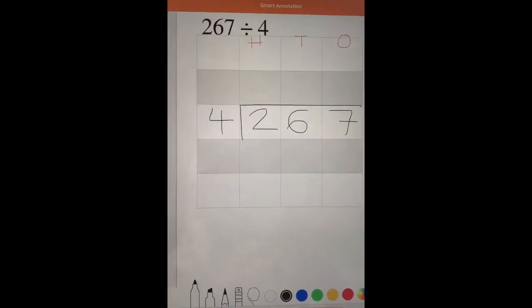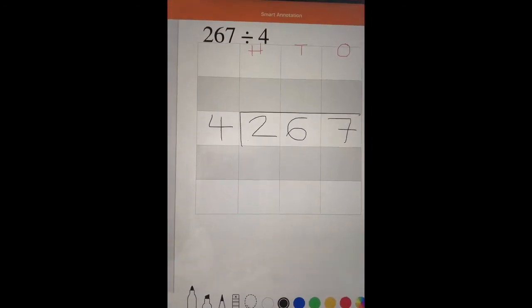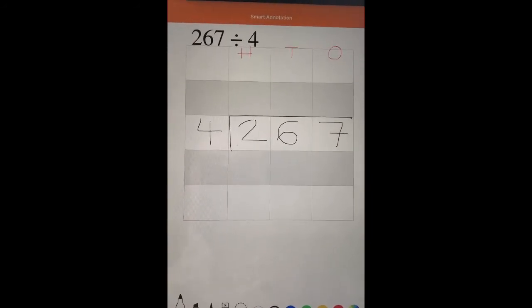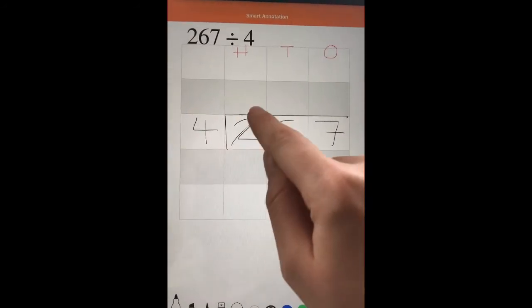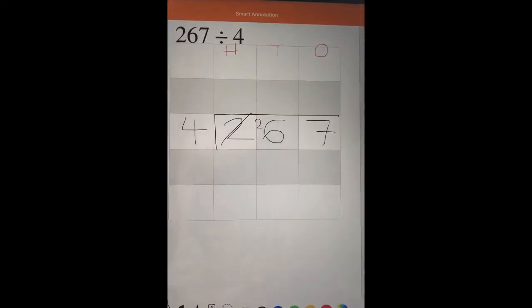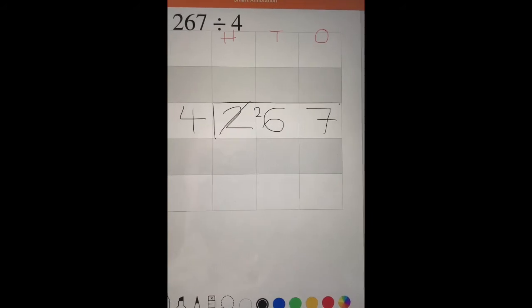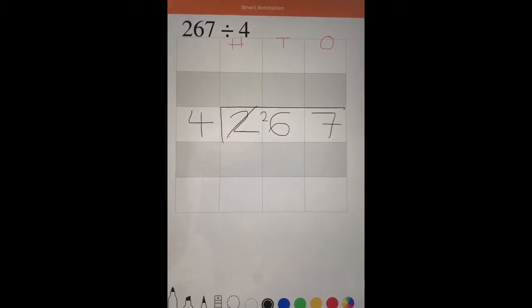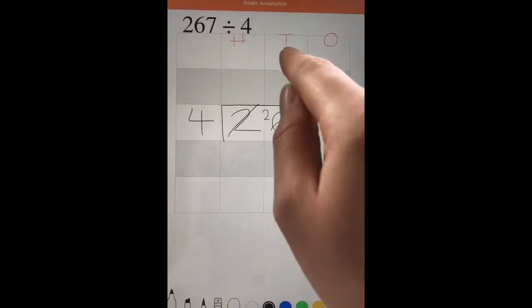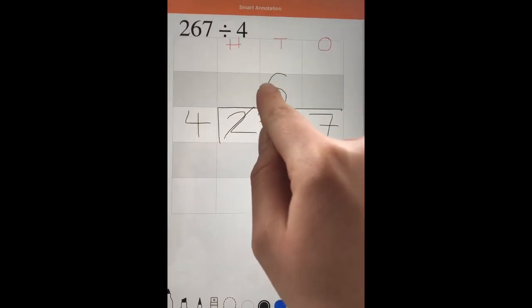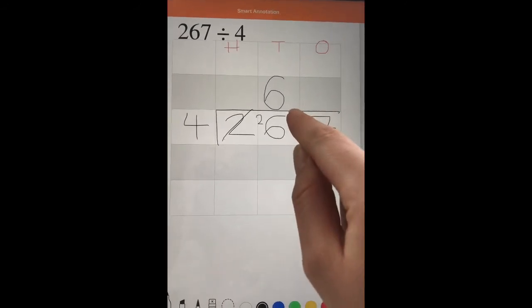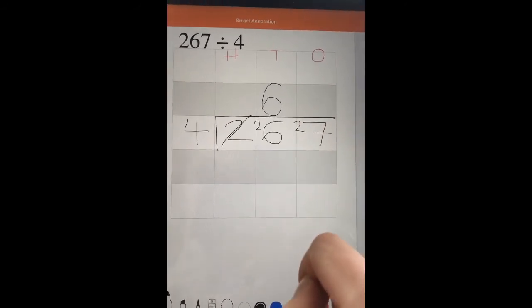We start off the same as we have done previously, and we say to ourselves, how many lots of 4 are there in 2? Now because that number is less, we can't do that, so we cross off the 2 and we put the 2 next to the 6 to make it 26. We then say to ourselves, how many lots of 4 are there in 26? Now there are 6 lots of 4, which would be 24, and then 2 remaining. So those 2 come over here into the next column.